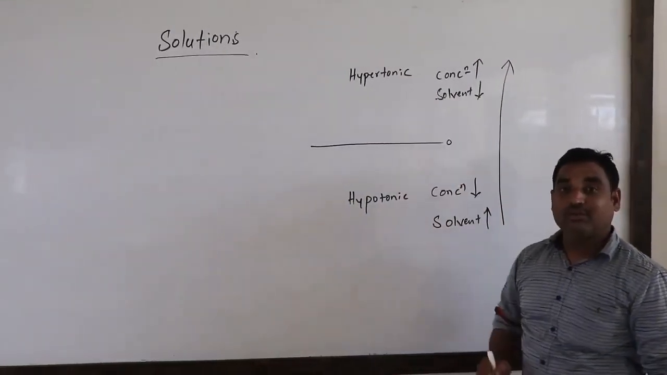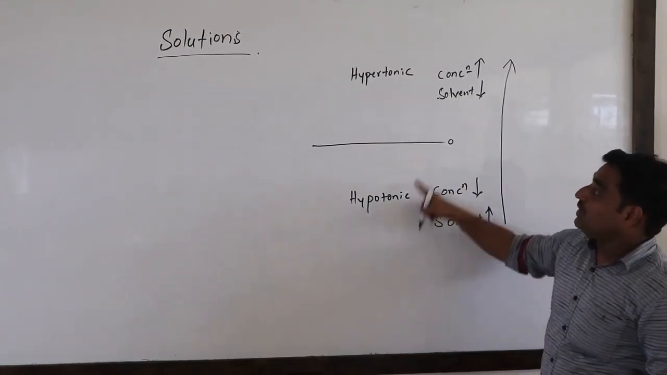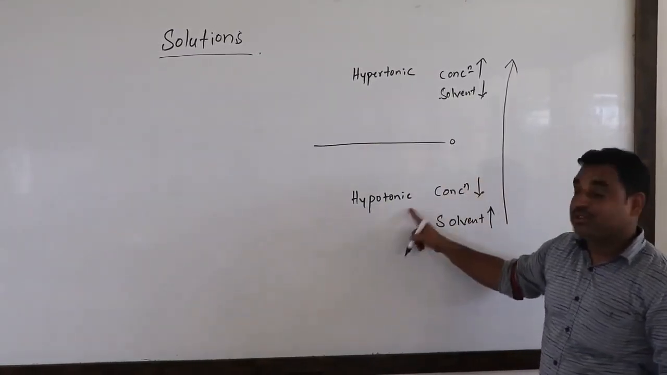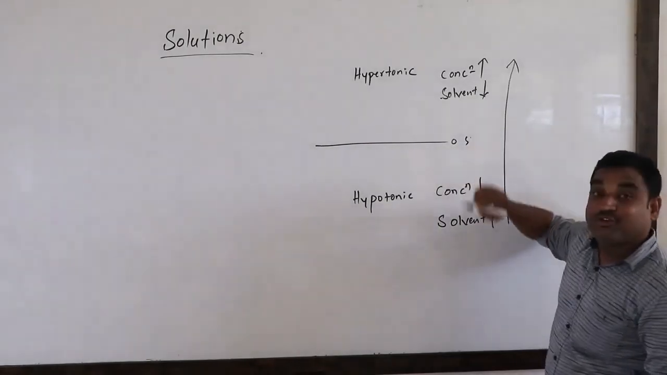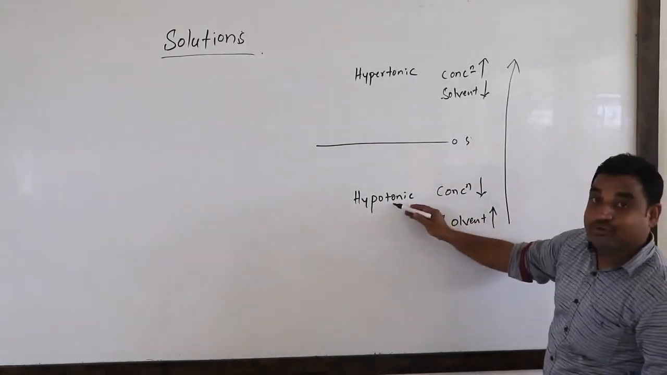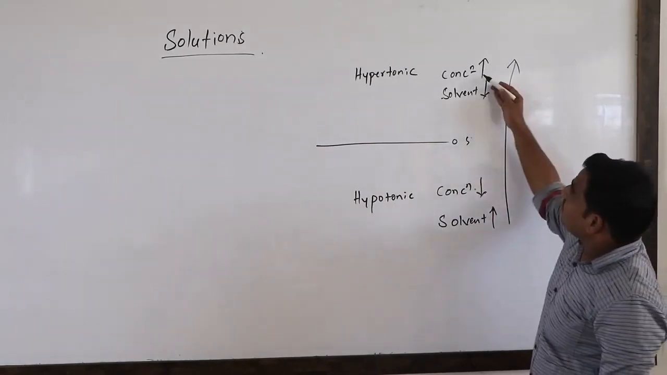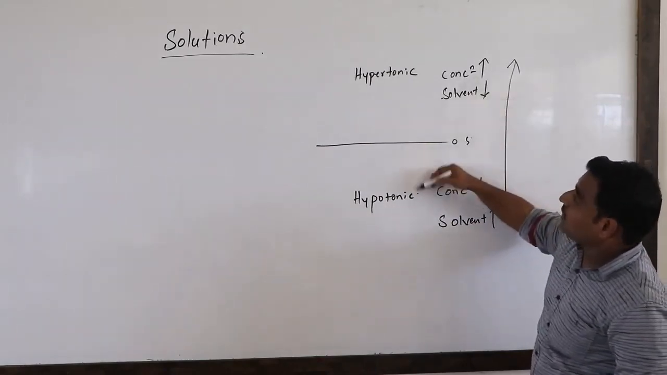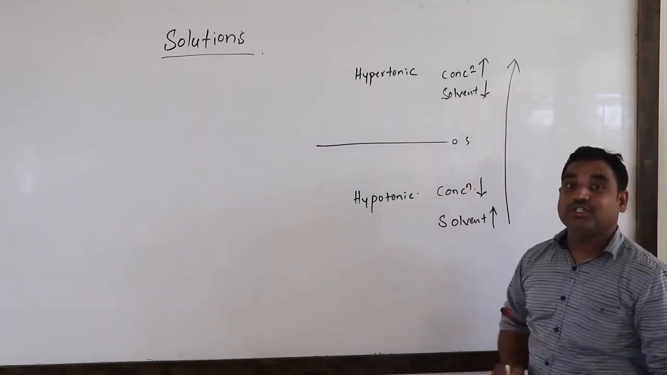You have to remember one more point regarding this. If hypertonic and hypotonic solutions are separated by a semi-permeable membrane, in such cases the solvent particles will move from the lower concentration to the higher concentration, that is, from the hypotonic to the hypertonic solution.